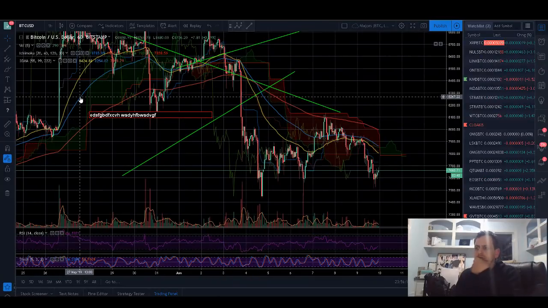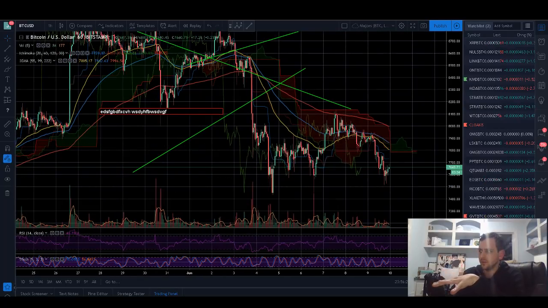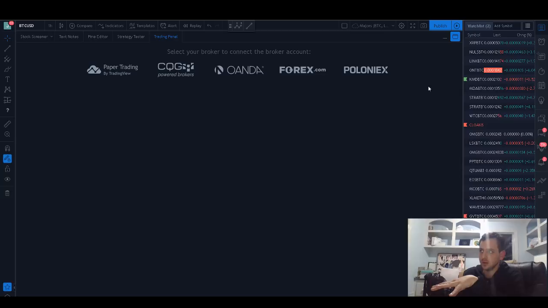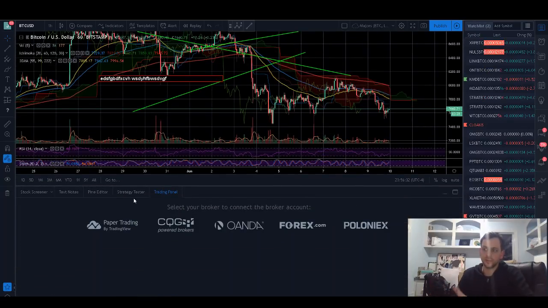Is there anything else that we should go over? Right now, I don't want to go over this because I have other videos dedicated to it, but I'll show you down below. If I pull up this menu down here, it's minimized now, but I can pull it up like this. There are a bunch of different options.